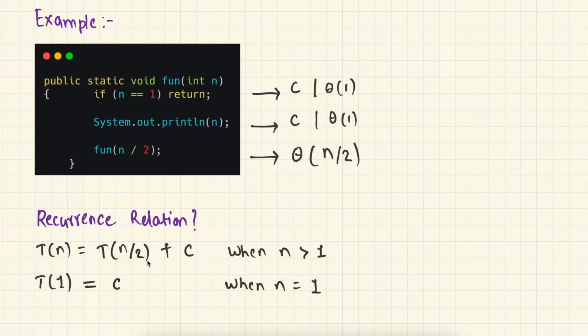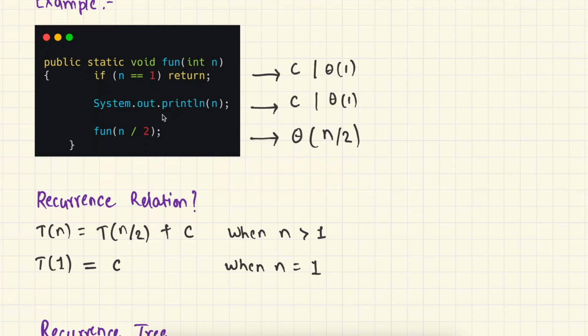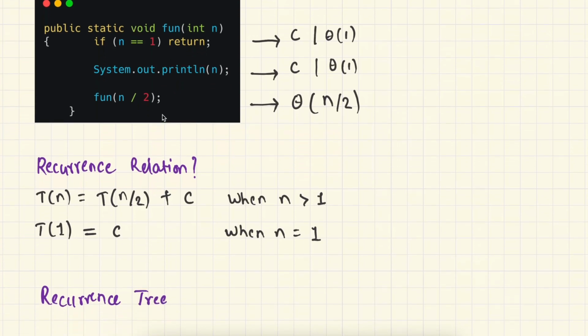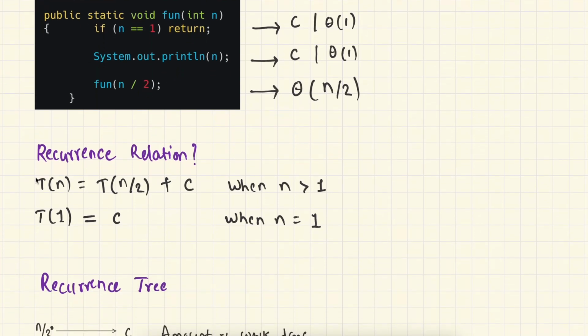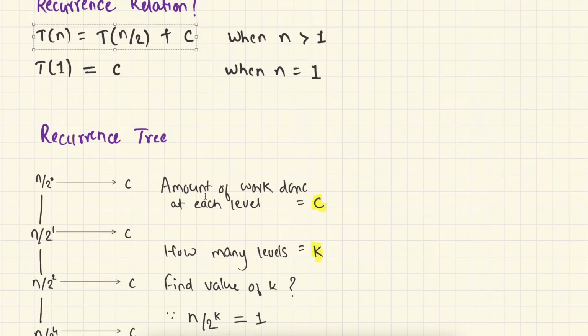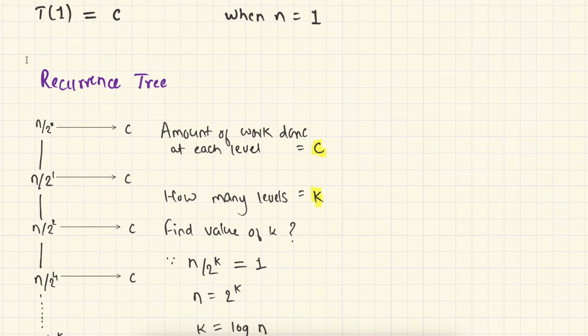So in this example, our function is simply doing some constant amount of work, and this function is making a recursive call to itself by dividing the n by 2. And the recurrence relation of this function is T(n) equal to T(n/2) plus c. Good. Now let's construct the recurrence tree of this function.